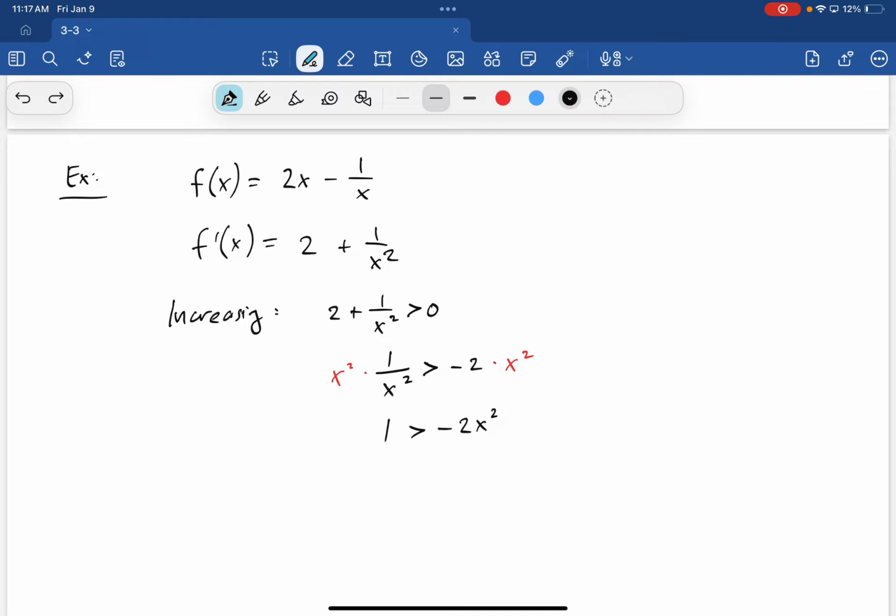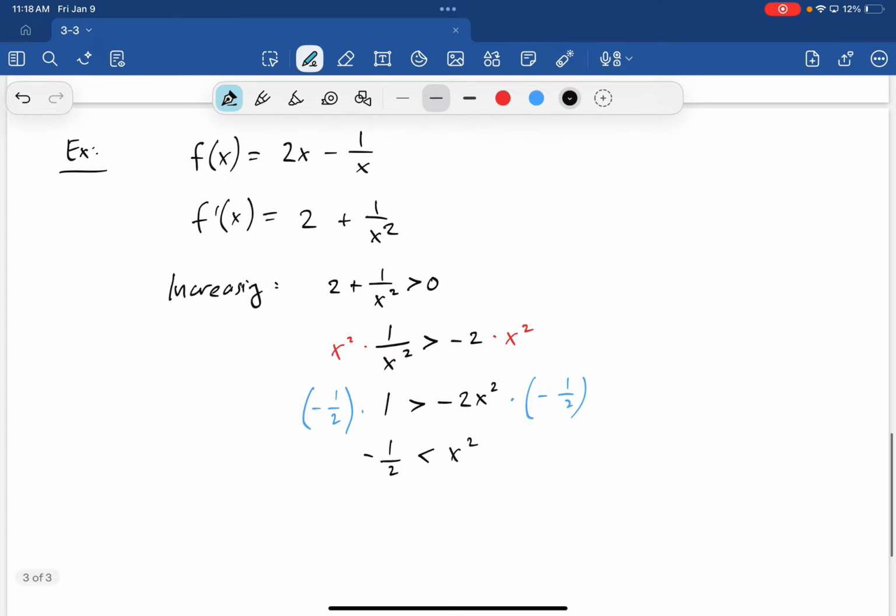Okay, and so I'm going to now multiply both sides by negative half to get rid of that negative 2. And now I have to be careful and flip the sign, right? So I have negative half is less than x squared. You guys see why it's very important to flip the sign? Otherwise, I would not get this correct. Any questions about that?